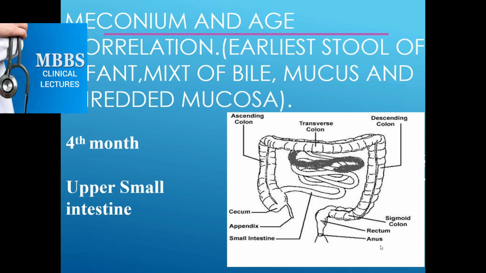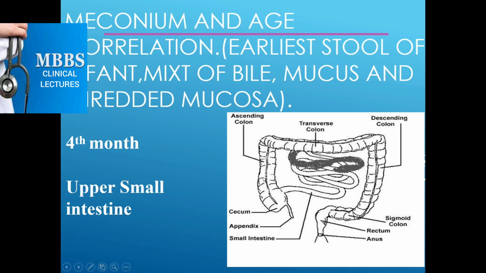Then there is a correlation between the presence of meconium in the intestine and the intrauterine age of the fetus. What is meconium? Meconium is the earliest stool of the infant. It is a mixture of bile, mucus, and shredded mucosa. It appears at the 4th month of intrauterine life. It is present in the upper part of the small intestine.